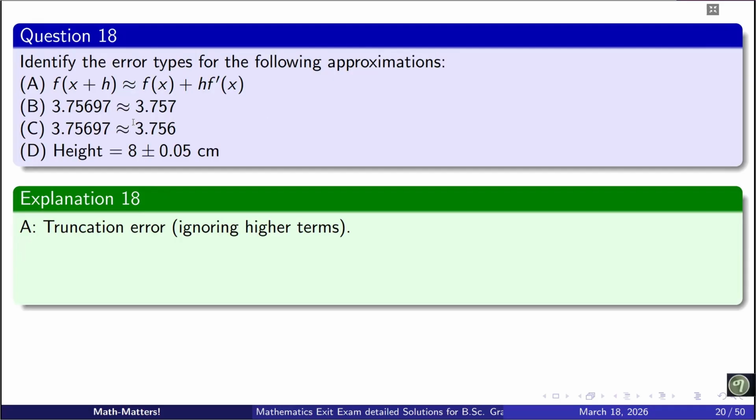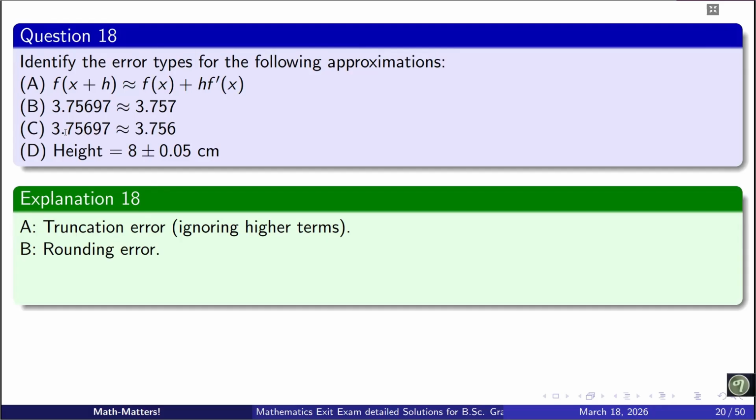The second one, 3.75697 is approximated to 3.757. This could be obtained from this one by rounding the 9 to the nearest number, that is simply 6. So I think it is rounding error.